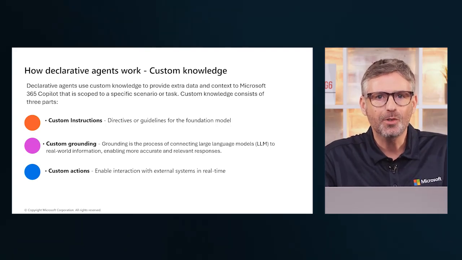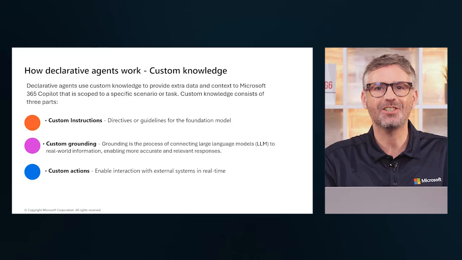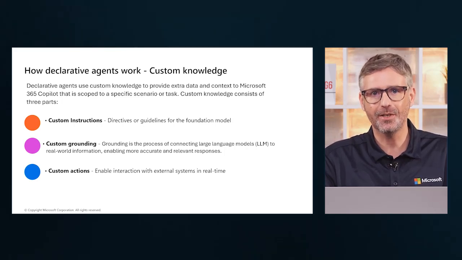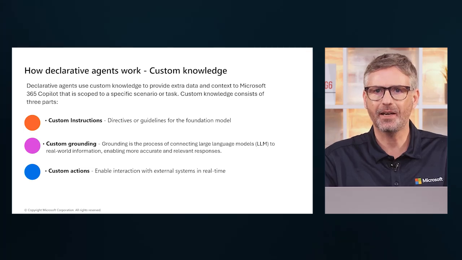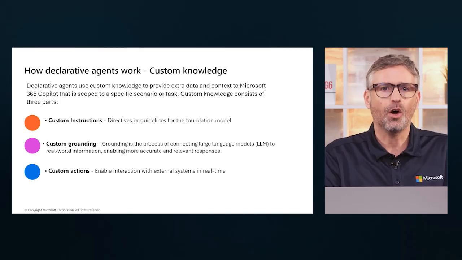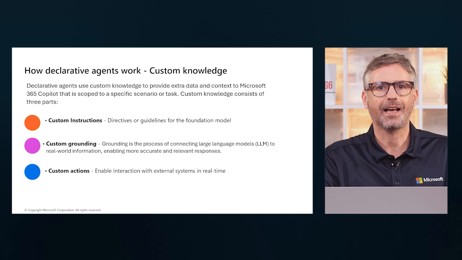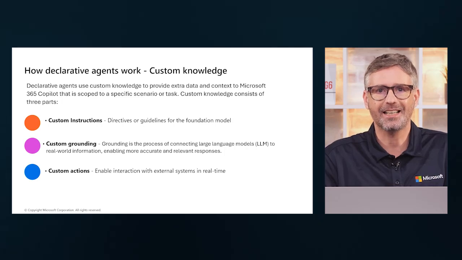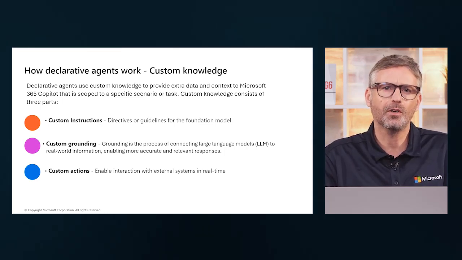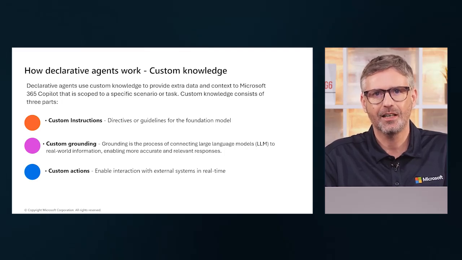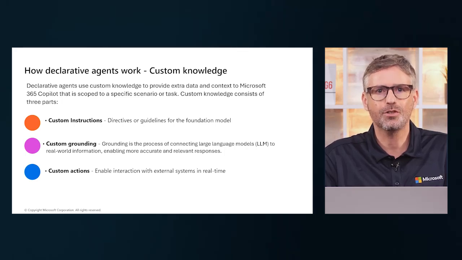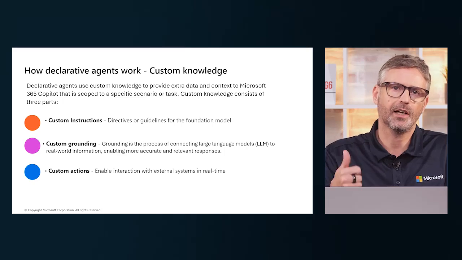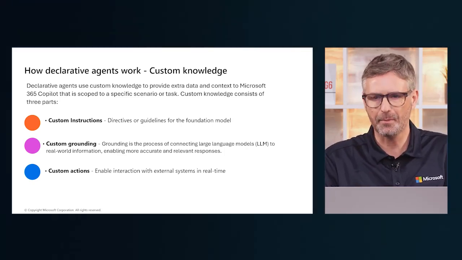These agents use custom knowledge, including instructions, grounding, and actions, to provide context and improve response accuracy. For instance, custom instructions might include guidelines for an IT support agent to prioritize documents from the IT help desk over its own training knowledge. Custom grounding connects to real-world information, such as using a SharePoint Online document library as a grounding source. Custom actions enable interaction with external systems, like reading and writing data in a support ticketing system via an API. These agents are useful for specific scenarios like customer support, IT help desk, HR support, and many more.